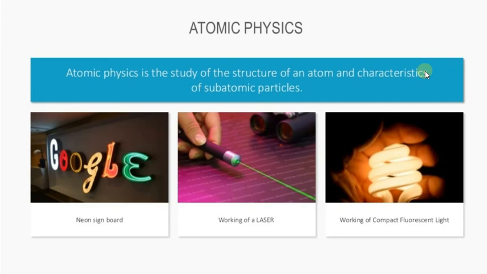Atomic physics. Atomic physics is basically part of modern physics. Atomic physics is a study of the structure of an atom and the characteristics of subatomic particles. For example, neon signboards, the working of a laser, how a laser works, that is discussed in atomic physics, and the working of a fluorescent light that we use in daily life. They are all dealing with modern physics, which was discovered after the 19th century.